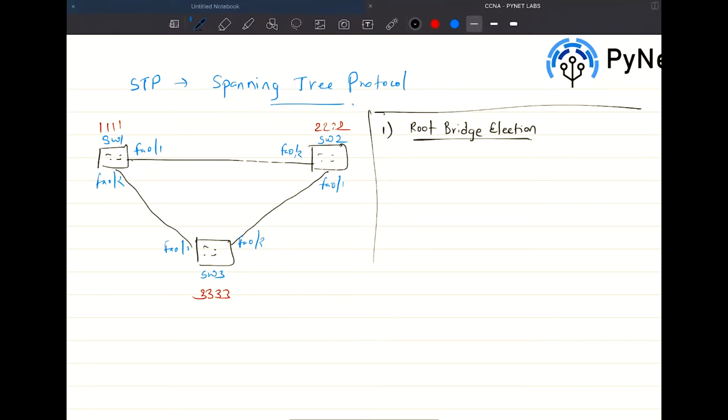This root bridge election needs to be done. And what is root bridge? Root bridge is basically the master of the topology, which lets other switches know how it's going. And by default, there are some configurations that are basically done on the device.